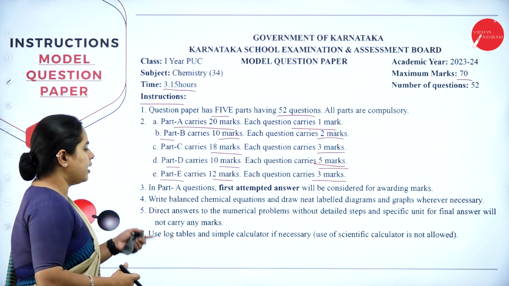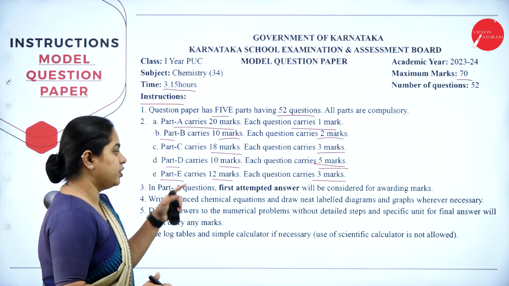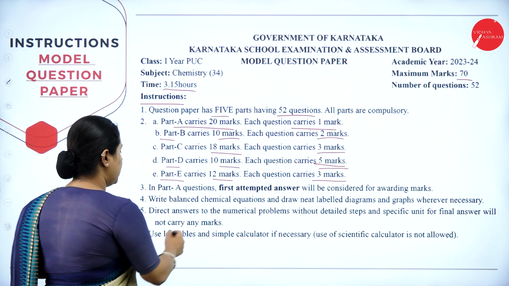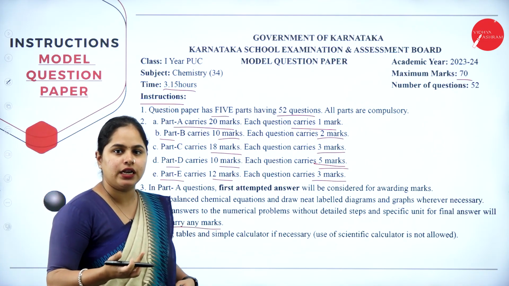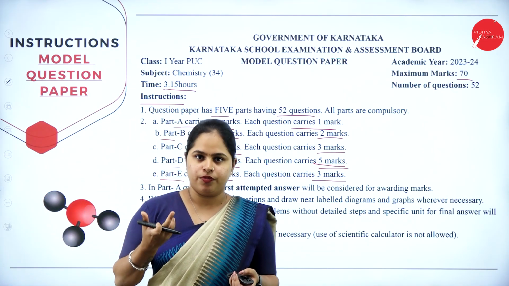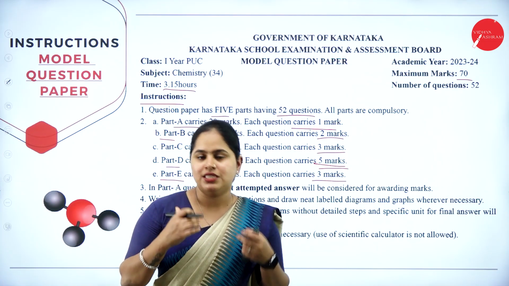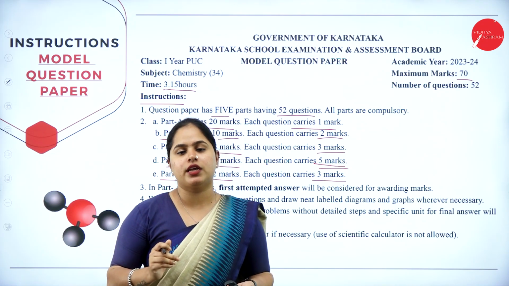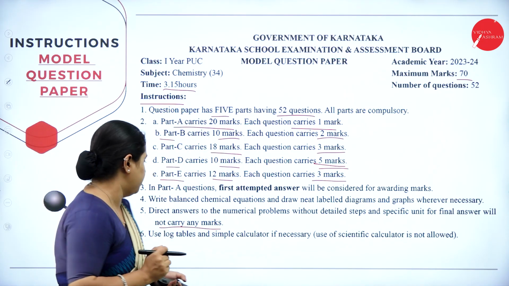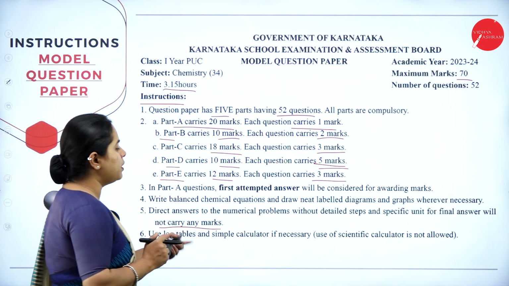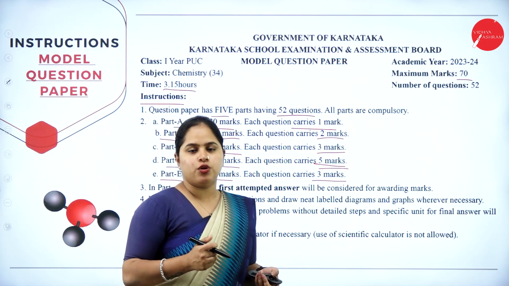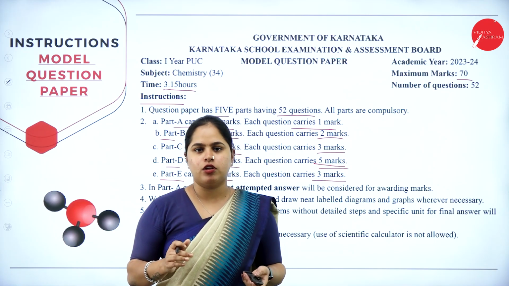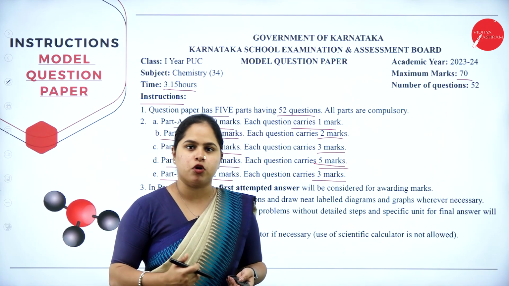Now, direct answers to the numerical problems without detailed steps and specific unit for the final answer will not carry any marks. So just writing the answers is of no use. You have to show the steps. How did you obtain that answer? The steps for the numerical problems are very, very important. And use log tables and a simple calculator. Of course, you already know a scientific calculator is not allowed for your examination. A simple calculator you can use, and log tables will be provided to you.